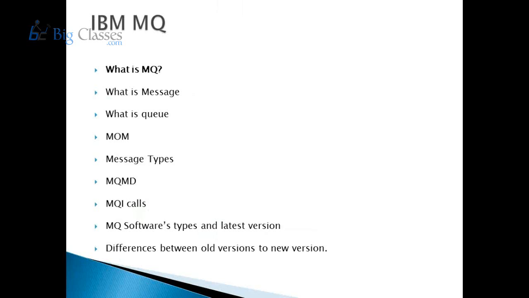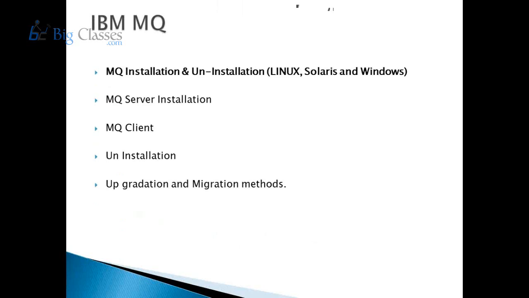In the first session we are going to see what MQ is, what a message is, what a queue is, what message oriented middleware is, how many types of message there are, MQMD, MQI calls, which are the latest software versions available in the market, which old versions are still being used, and the differences between the old and new versions. We will see this in the first session.